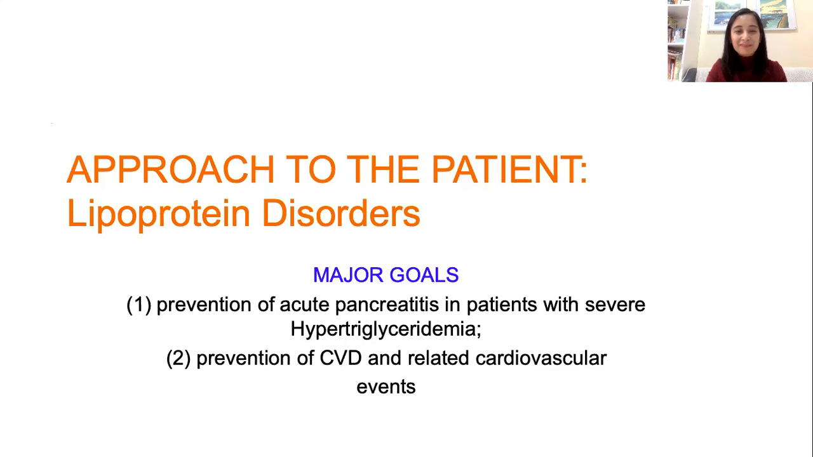So what do we do now, if you were able to diagnose a patient to have a lipoprotein disorder? So here are our major goals. Number one, if your patient has severe hypertriglyceridemia, we want to make sure that we prevent this patient from developing acute pancreatitis. And next, of course, we want to prevent these patients from developing cardiovascular disease and other related cardiovascular events, such as your stroke, peripheral arterial disease, and so on and so forth.